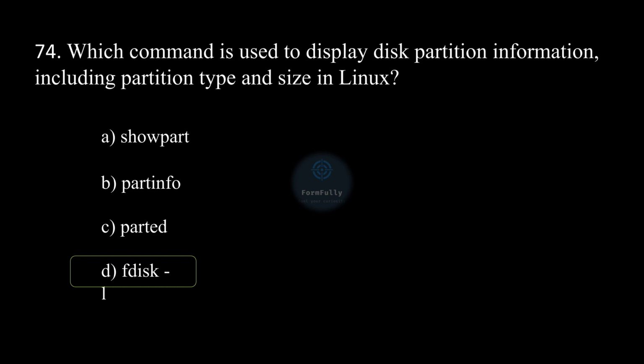There are no commands in Linux named show part and part info to display disk partition details. While the parted command is used for partitioning tables, it doesn't display partition information with the same level of detail as fdisk -l does. So correct option is fdisk -l.